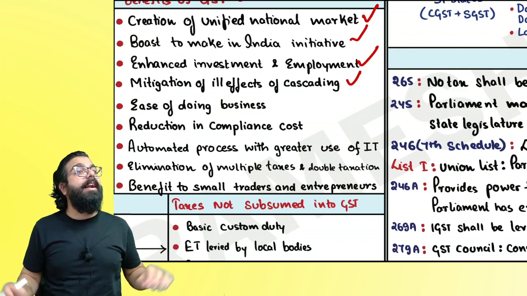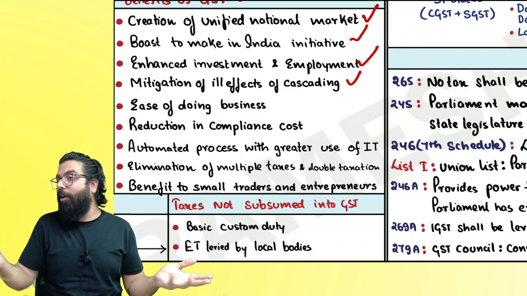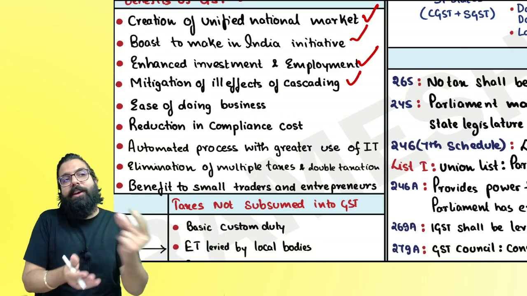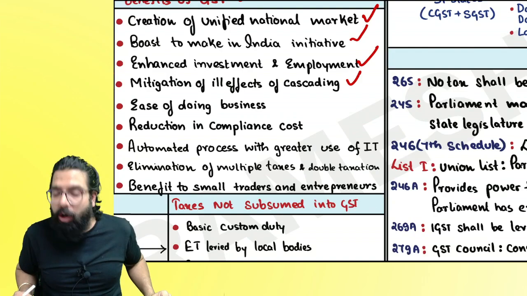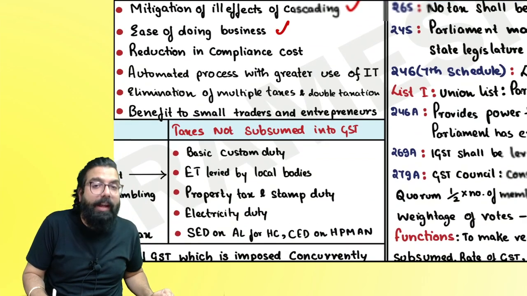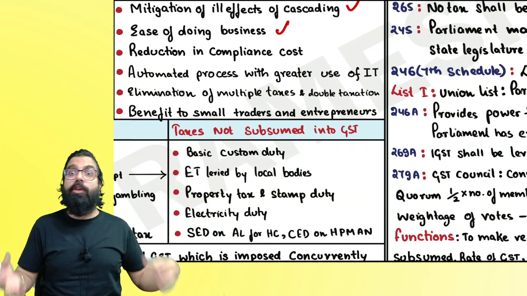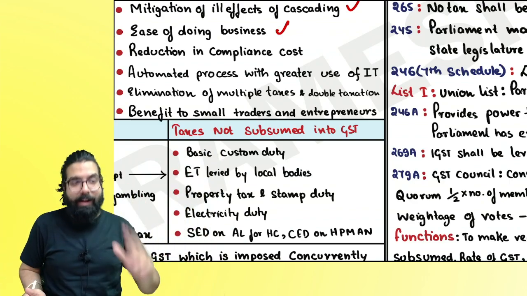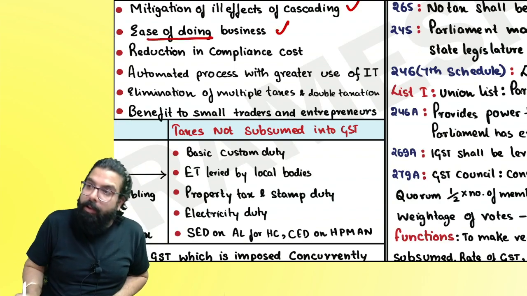Ill effects of cascading, tax on tax, is gone. When I buy, I pay GST. When I sell, I collect GST, set off the input, and pay the balance to the government. The next one is ease of doing business. Many taxes, many compliances, many headaches. Now only GST, only one headache. So, ease of doing business.